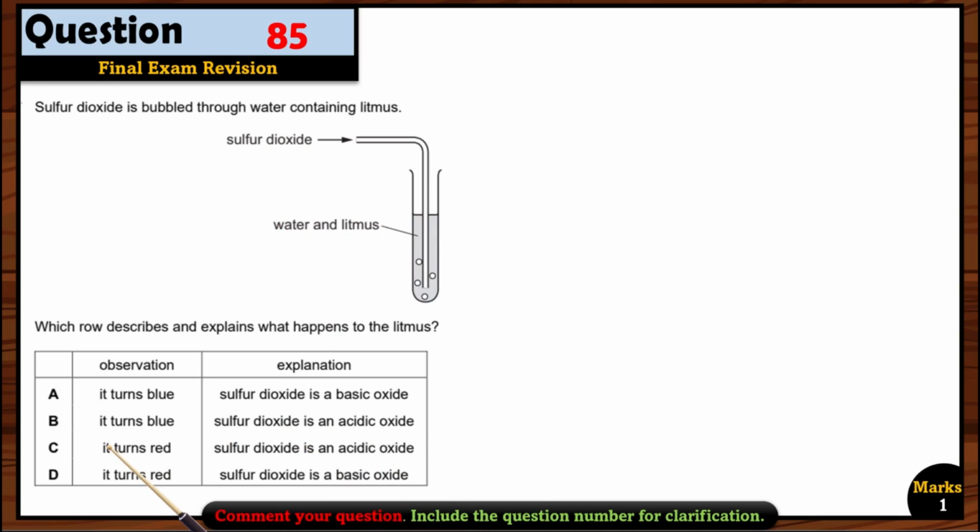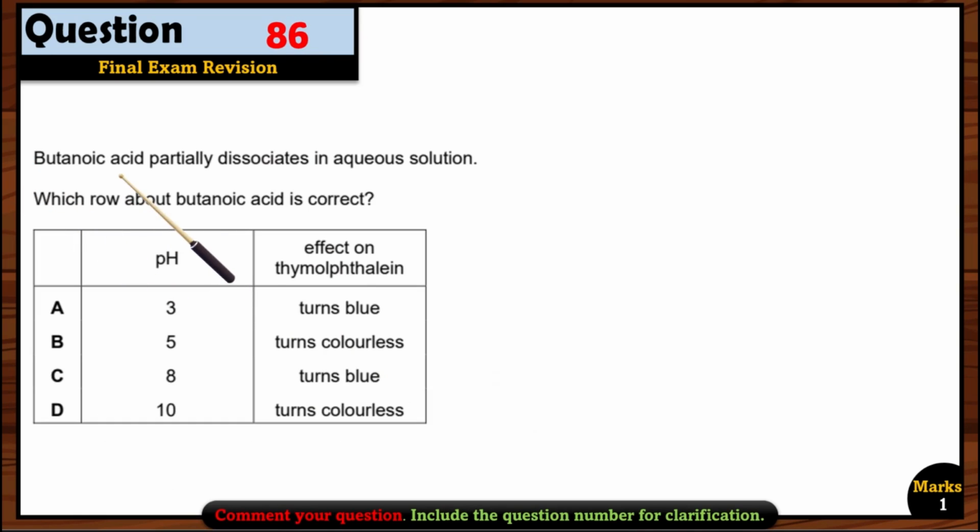So option C is the right option here. Let's see question 86. Butanoic acid partially dissociates in aqueous solution. It means butanoic acid is a weak acid. Which row about butanoic acid is correct?